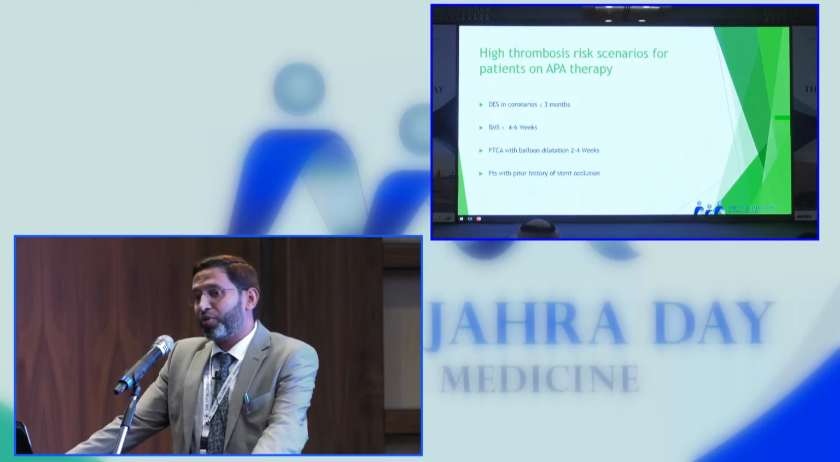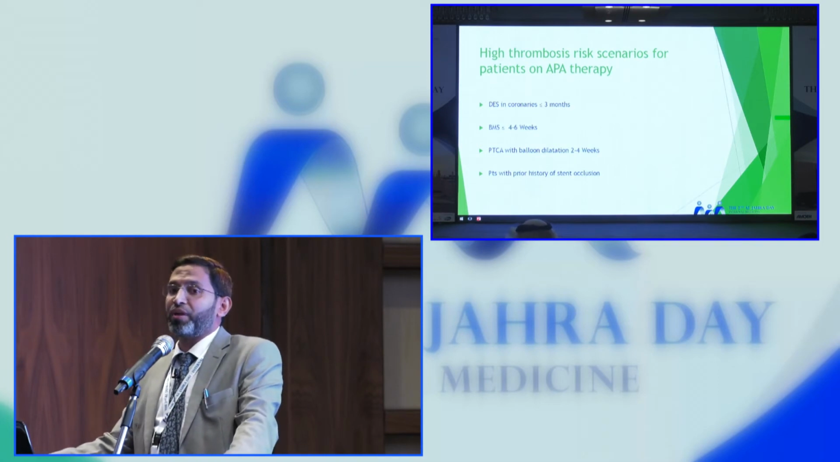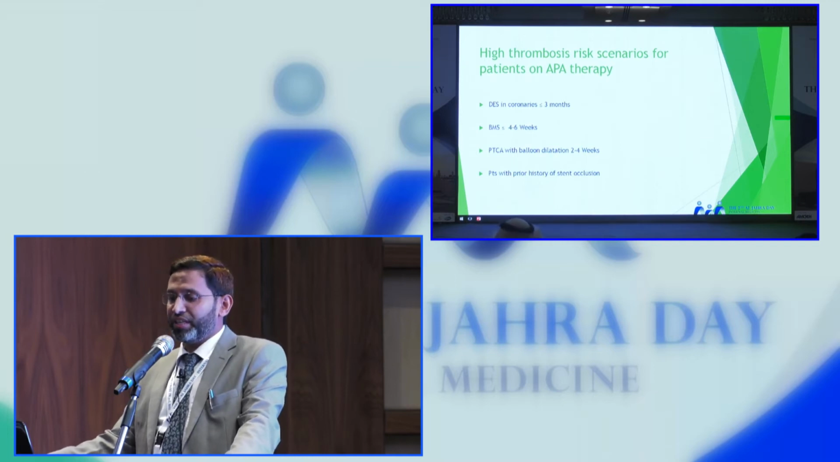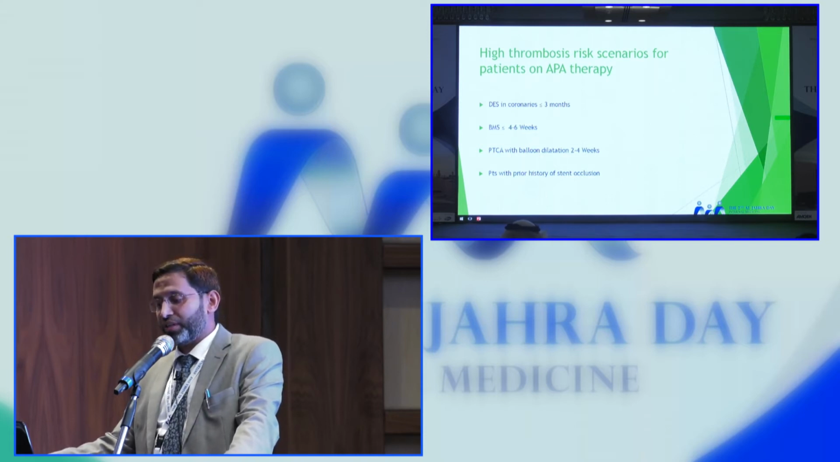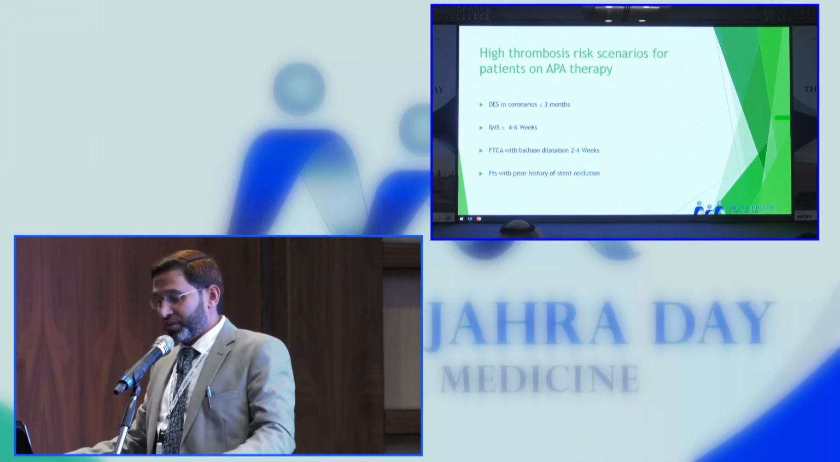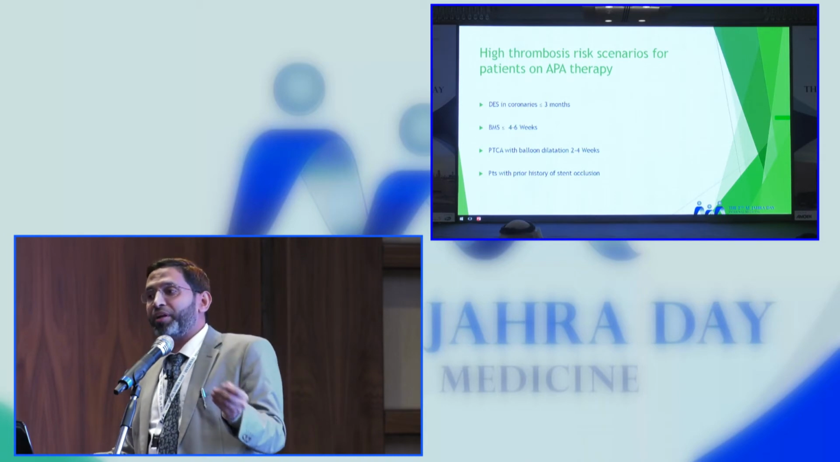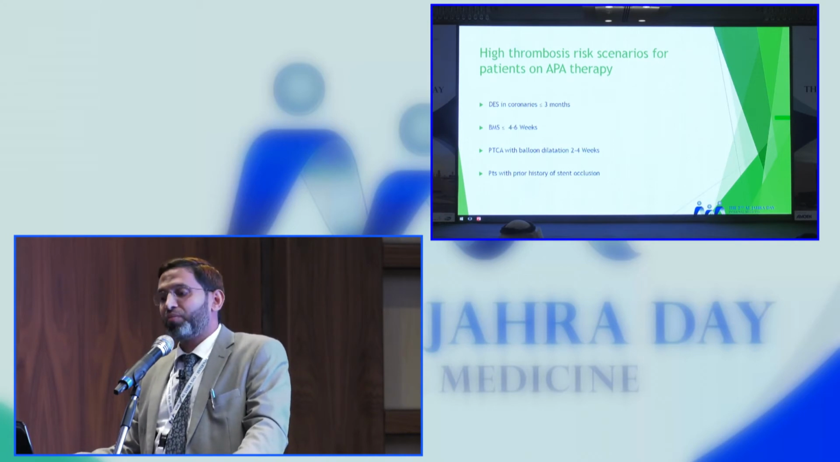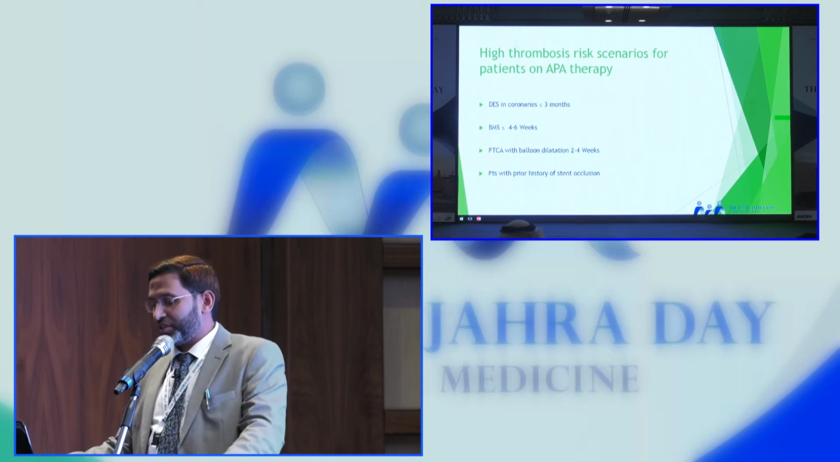Now, similarly, what are the high thrombosis risk scenarios for patients on antiplatelet agents? These are drug-eluting stents in coronaries for the previous less than 3 months, bare metal stent for the previous 4 to 6 weeks, PTCA with balloon dilatation up to 2 to 4 weeks prior, or patients with a prior history of stent occlusion. In the paper which I showed, the numbers were different. The numbers have changed depending on the availability of the data. Initially, it was said that a drug-eluting stent in coronaries for up to 12 months was supposed to be high risk for thrombosis. As the data is becoming available, the duration, the numbers have changed.